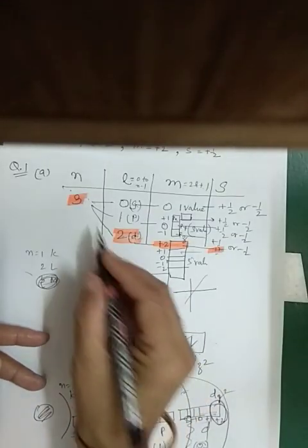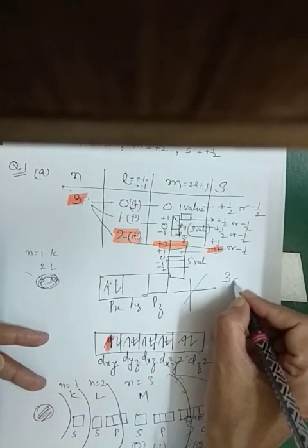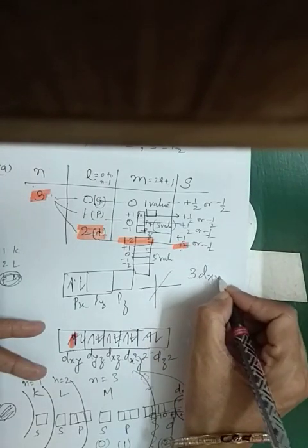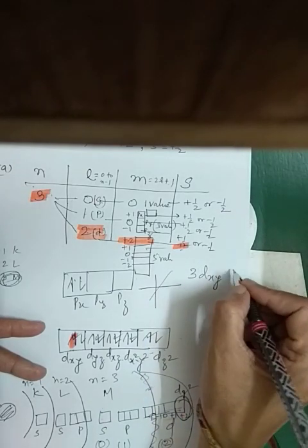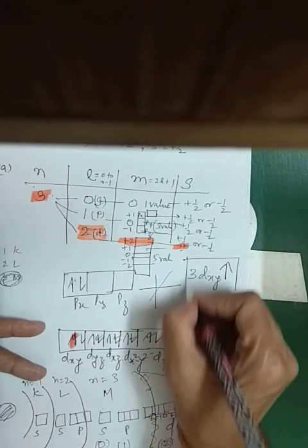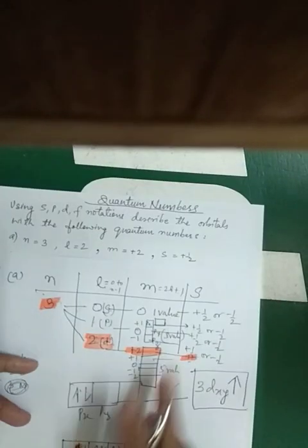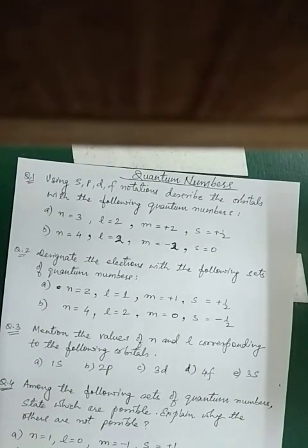So what will be the answer? It will be 3d either xy or yz or x square minus z, whatever it may be, and it is plus half. So it will be like this. So the answer is 3dxy spin up. Okay, let's take another example.